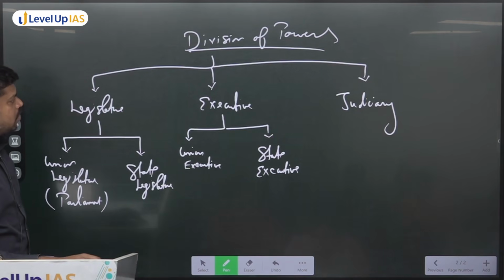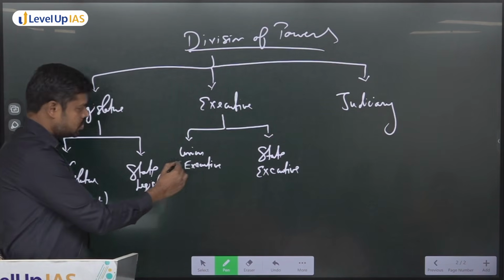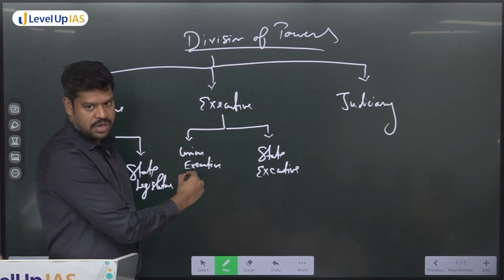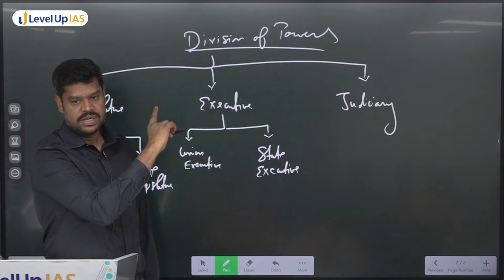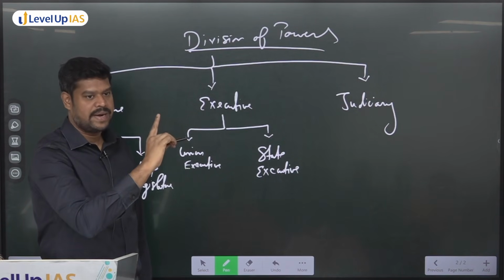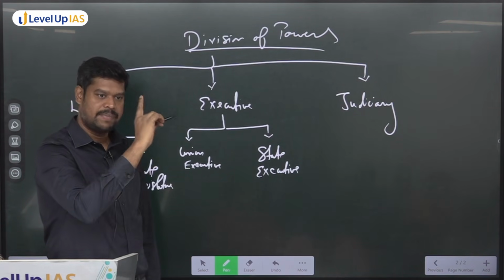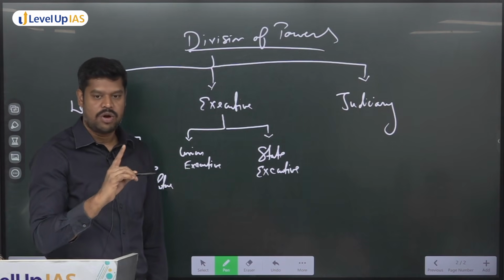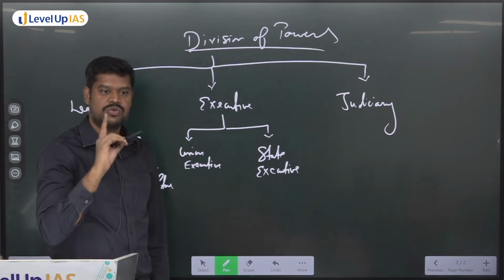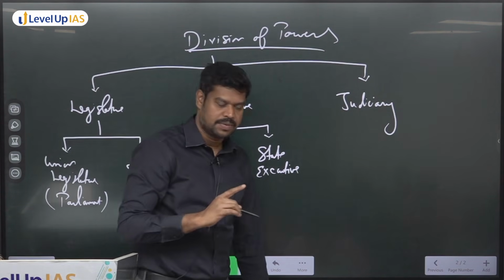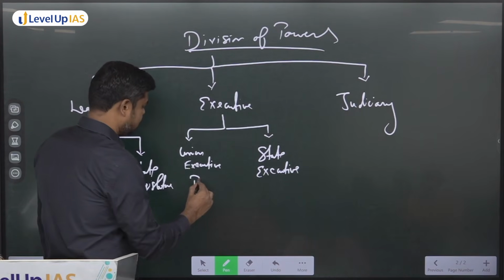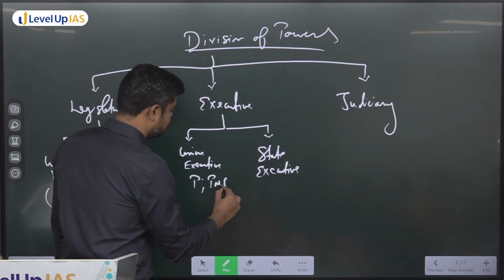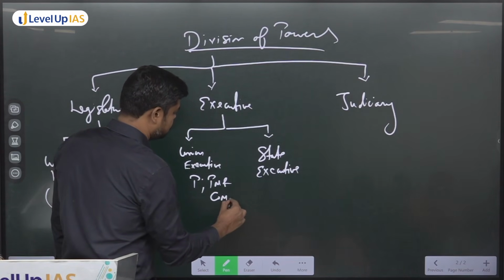Now the most important thing that you have to understand is, who constitutes the union executive? Who is the head of the Union Executive? The President, not the Prime Minister. The head of the Union Executive is the President of India. Although he is a nominal executive, if a question comes who is the head of the Union Executive, it is the President. It includes the President, the Prime Minister and the Council of Ministers. These are majorly the executives.